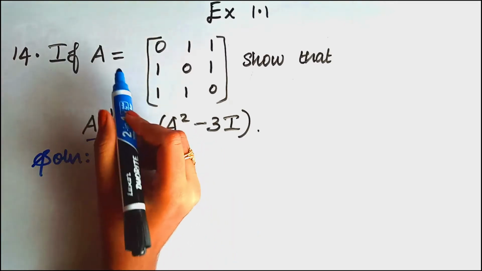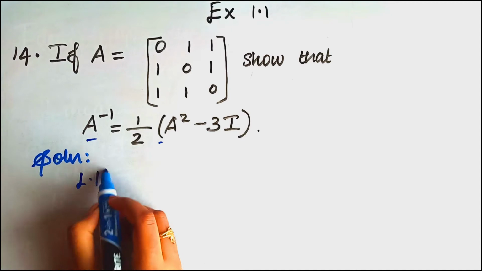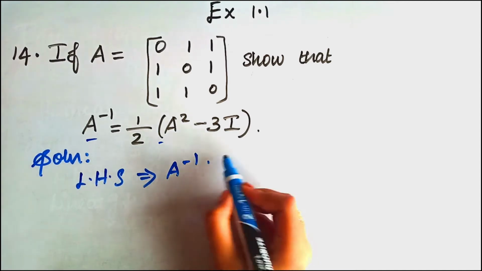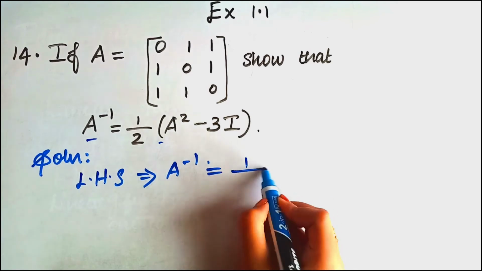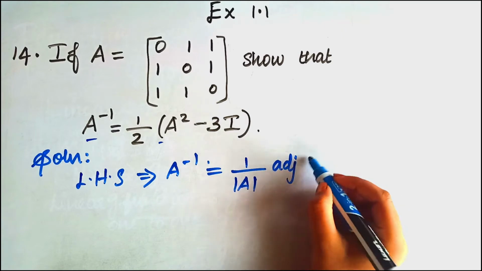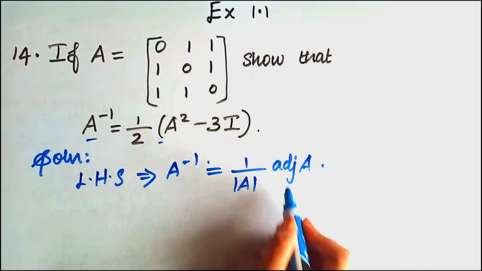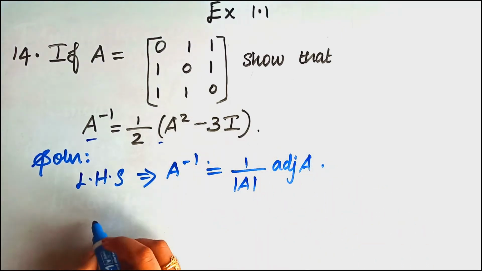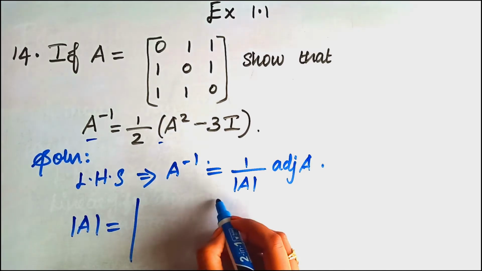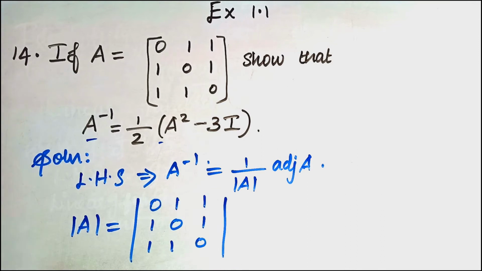Okay, for that first let's take the left hand side here, which is A inverse. So for finding the A inverse, the formula is 1 divided by determinant of A into adjoint of A, right? Now first we have to find the value of determinant of A. So determinant of A is equal to, we have to put the values here.